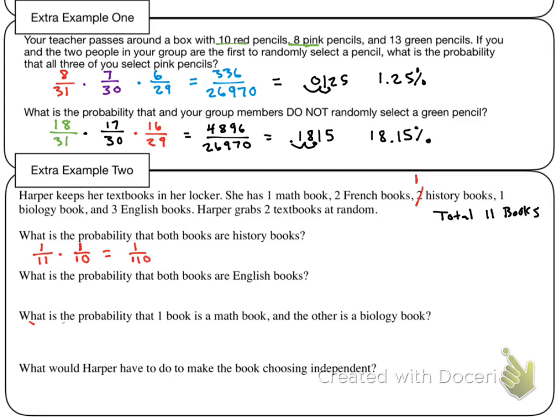1 divided by 110 gives us a probability of 0.0091. Or if you change it to a percent, 0.91%. So it's pretty unlikely that if she just chooses these books at random, that she's going to get history back to back.